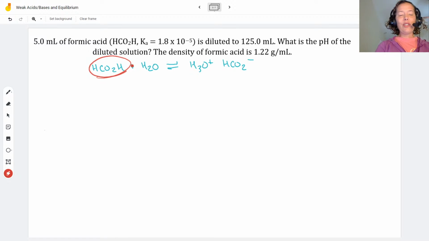So I want to get the concentration of formic acid. What do I have to help me calculate the concentration? I know I'm starting with 5 milliliters. I'm diluted to 125 milliliters, and my density is 1.22.